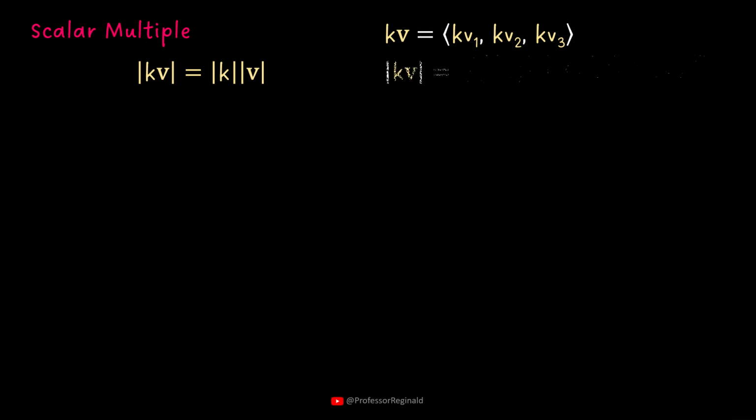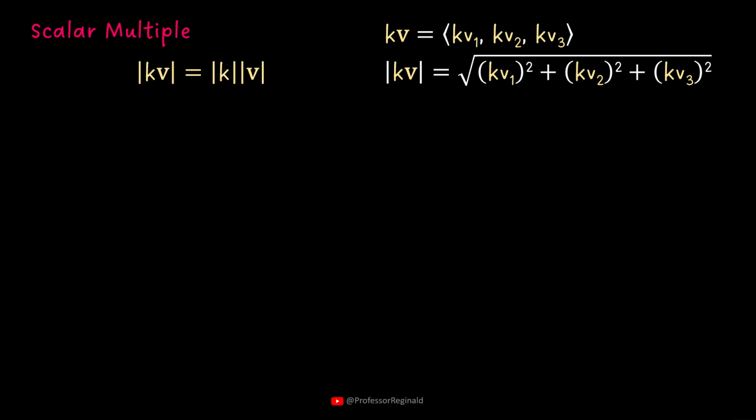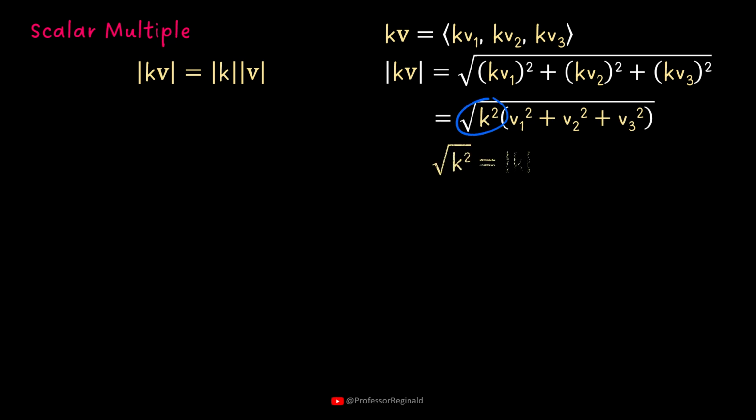The norm of kv is given by the square root of the sum of the squares of its components. Factor out k squared. The square root of a squared quantity is the absolute value of that quantity, and the remaining quantity inside the square root is the norm of v. Hence, the norm of kv is the absolute value of k times the norm of v.